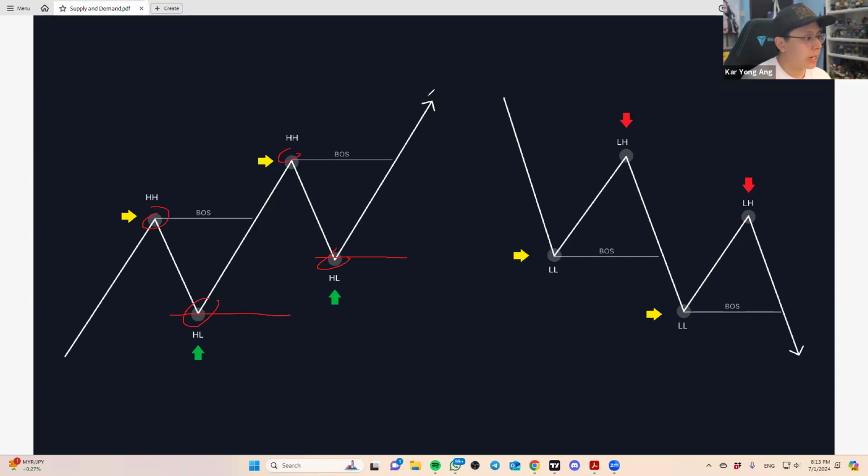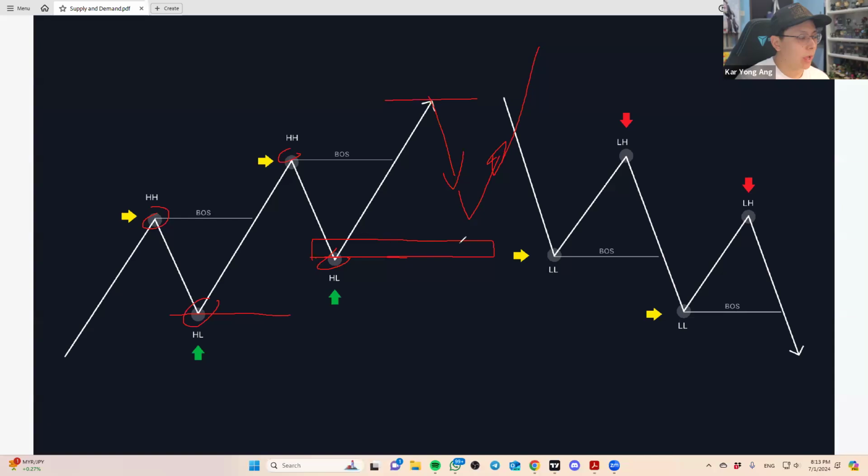So if this comes down here, as long as this low remains intact, what we expect is the market to continue bouncing up, and this will be a weak high, and we expect the market to break that. Vice versa if the market is coming down.